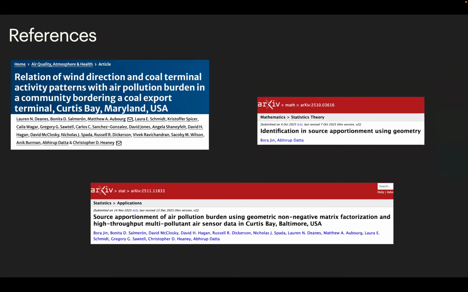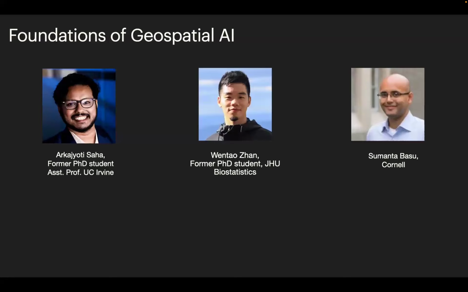So these are the references for this work. Both the geometric source apportionment method and its application are on arXiv, and the first regression analysis has been published. In the interest of time, I will skip the third part, which was more on foundations of geospatial AI, which was led by 2 of my former students, Orko and Wentao.